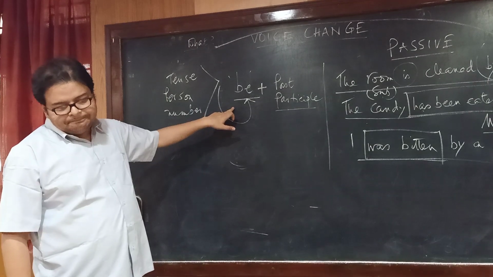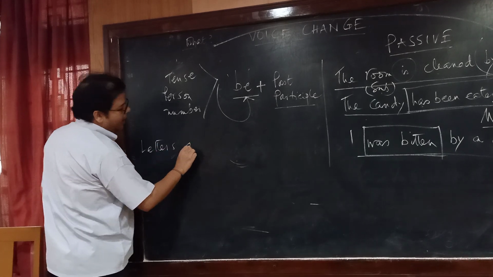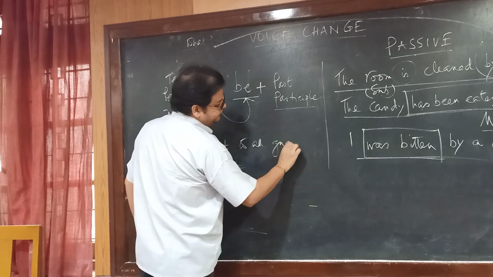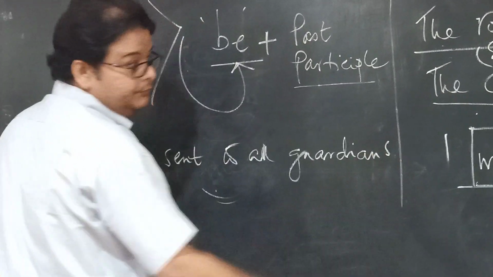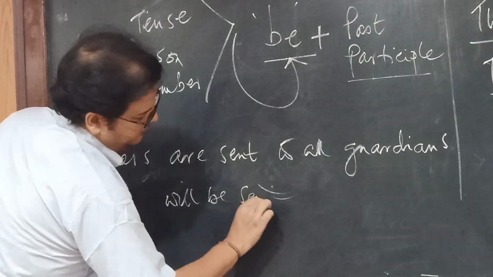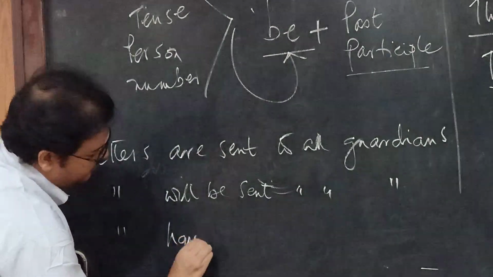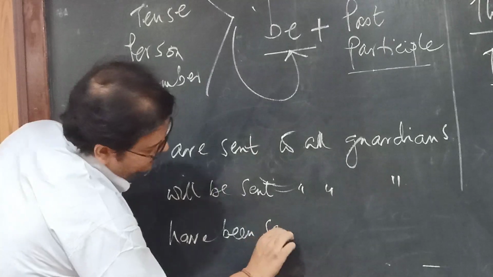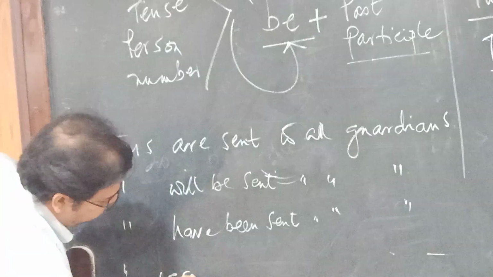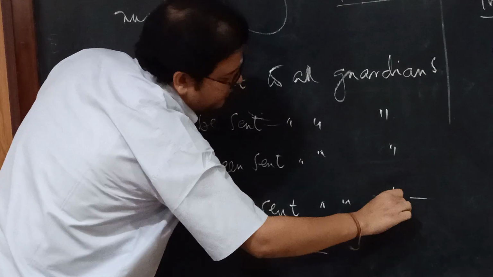Let me give you examples. Letters are sent to all guardians. Letters will be sent to all guardians. Letters have been sent to all guardians. Letters were being sent to all guardians.